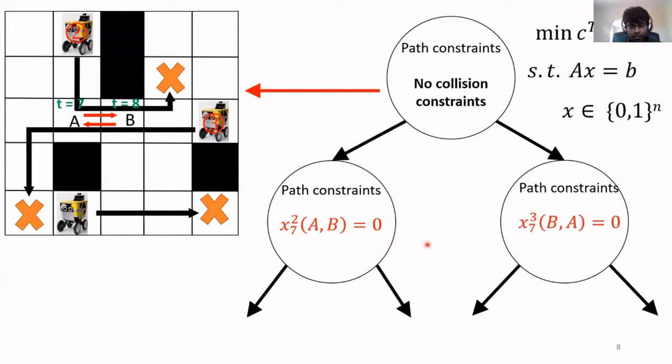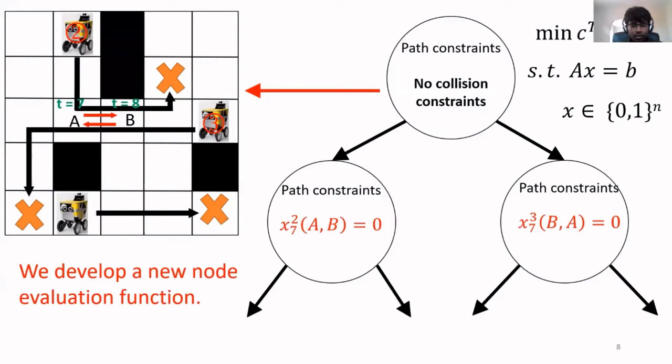Now, the optimal solution to the MAPF problem can be obtained by expanding the search tree in a best-first manner. Having a good node evaluation function tends to improve the search performance. In this work, we designed a new node evaluation function for the multi-agent pathfinding problem.